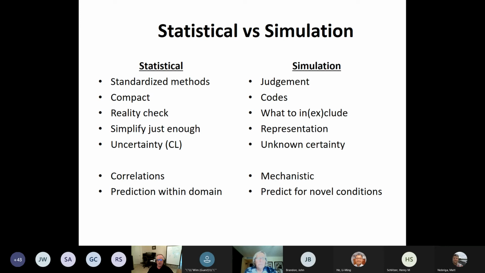You can do a nice check on its reality. In the simulation, it's a little trickier. What do you include? What do you exclude? And quantifying uncertainty is also trickier in a simulation. So why do we do it? Because it's on a more mechanistic level, which we hope then lets us go to new conditions and generate better predictions than a statistical approach, as well as to know why things happened.